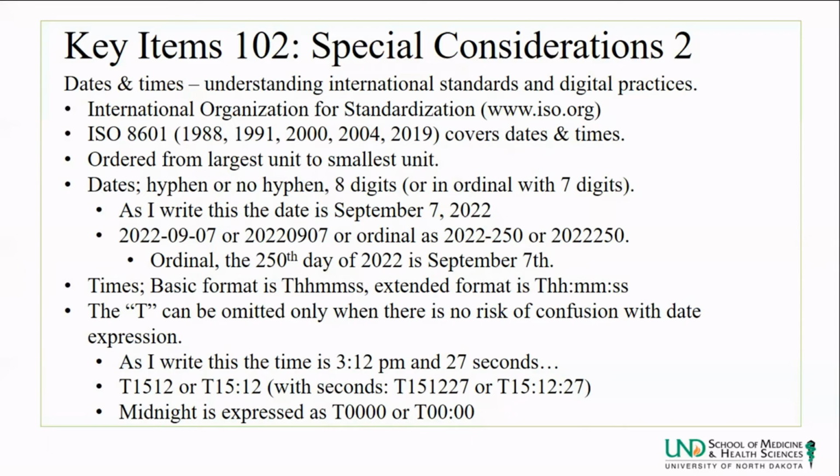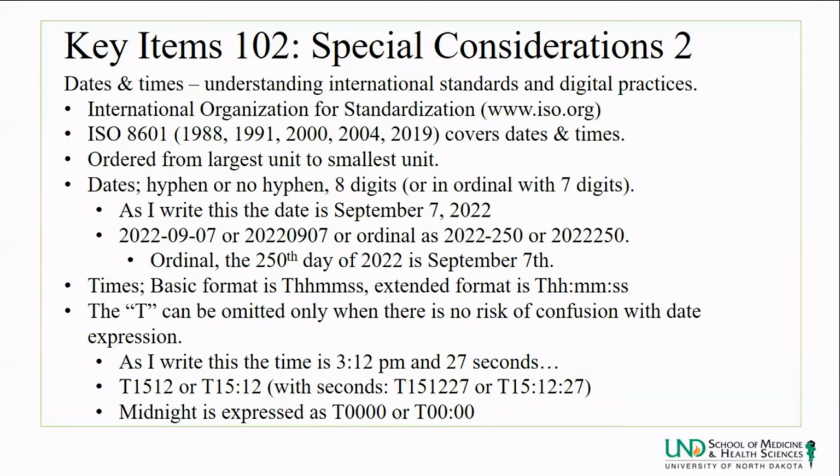So with respect to time, so that's dates. With time, it's the same idea. You want the largest unit first down to the smallest unit. So when we format this according to the ISO, we have a capital T, and then we have hour, hour, minute, minute, second, second, right? The extended format just means you have colons between the hours, the minutes, and the seconds. The T can be omitted only when there is no risk of confusion with date expression.